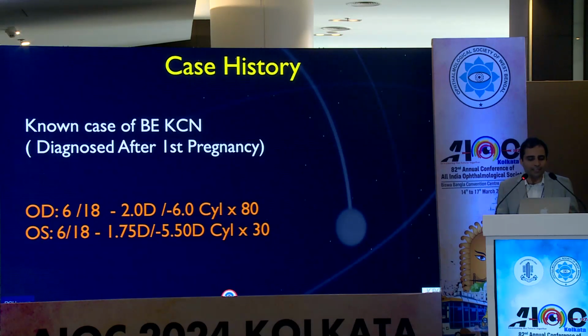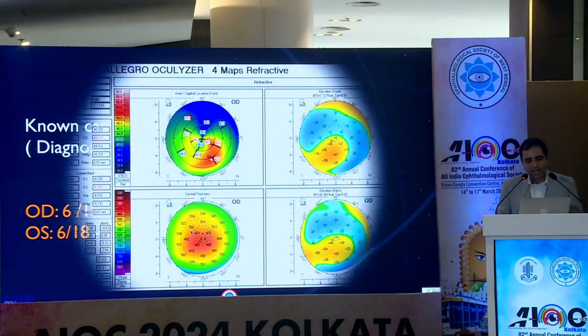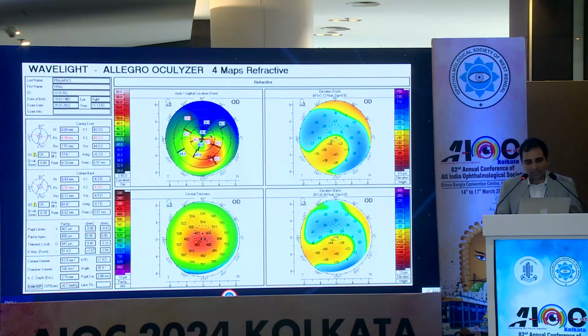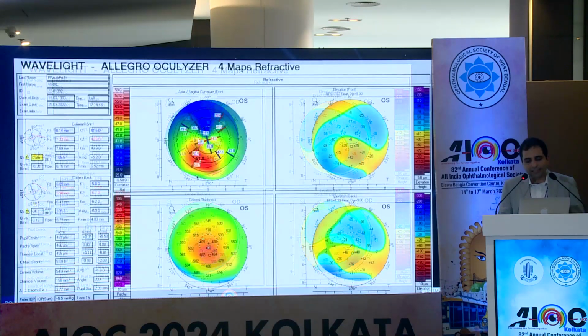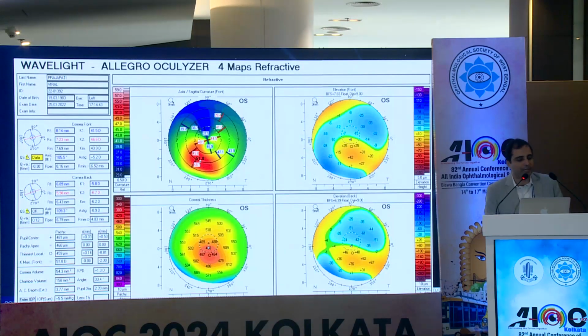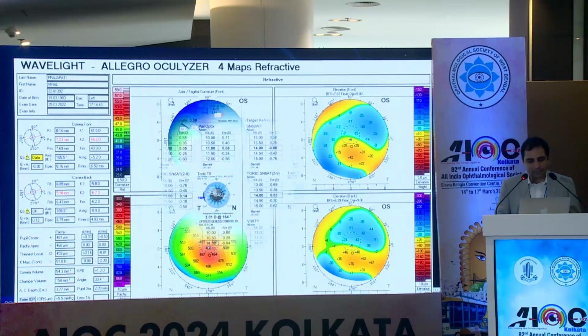I'll just share one case of a known case of keratoconus diagnosed after her first pregnancy. She presented to us with cataract, had never used contact lenses, and was managing with glasses for high astigmatism. When we looked at her Pentacam, as you can see in her mesopic pupil, there is reasonable regularity of the astigmatism. The right eye is relatively better compared to the left eye, and you can see more than 5 diopters of astigmatism measured in both eyes.